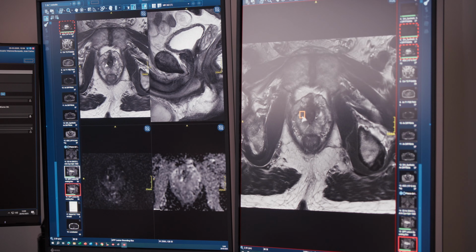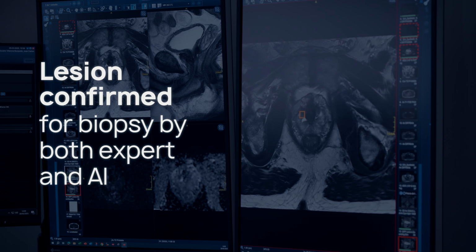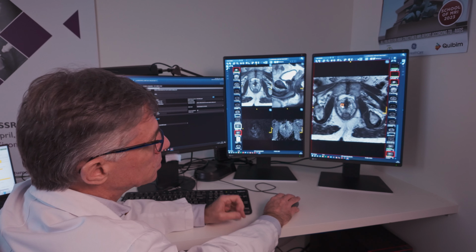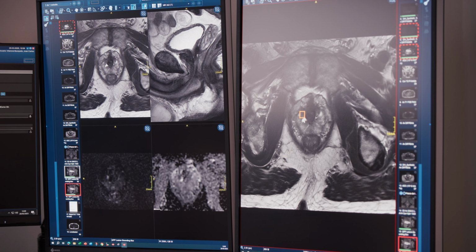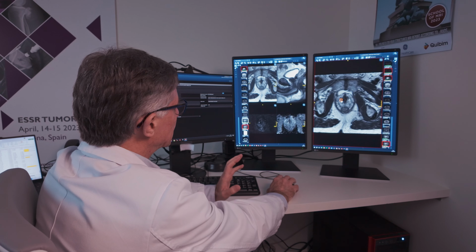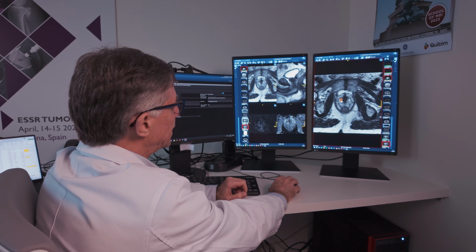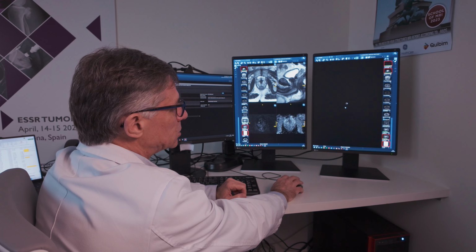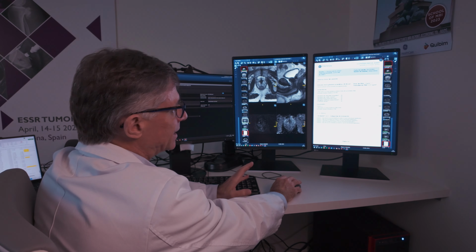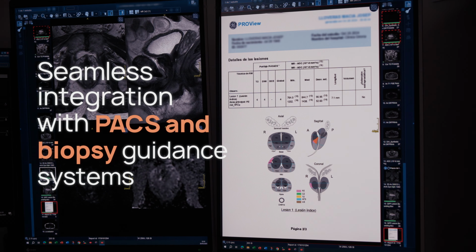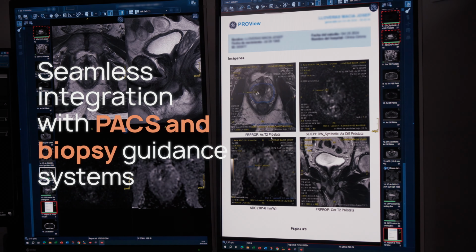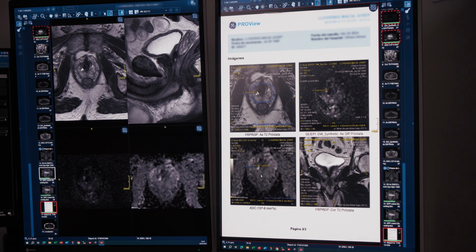And we confirm. The artificial intelligence is clearly showing us, in the same location where we had confirmed there was a lesion, that it is a suspicious lesion, and in this case also marks it with the color of high suspicion. Clearly, we must determine that we are facing a suspicious lesion. The report clearly indicates that a biopsy should be done, locating this lesion in the peripheral zone and clearly seeing in these images that it is suspicious.